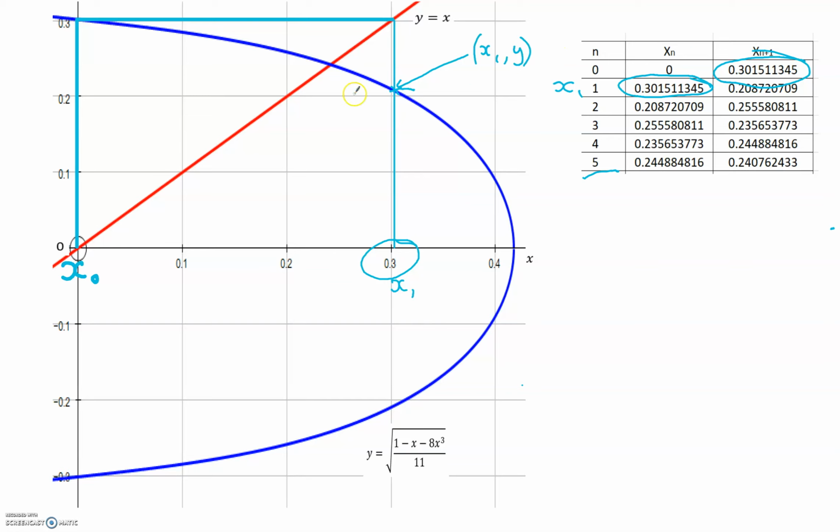So again, we're going to do the same as we did before. We're going to move across horizontally to the line y equals x, and that will transfer our y value across so that we now have the same x and the same y value, and the coordinates at this point are going to be our x2. Now again, from our table we can see that the value of x2 is given as 0.208720708, and that is confirmed by the graph because it's just to the right of 0.2.